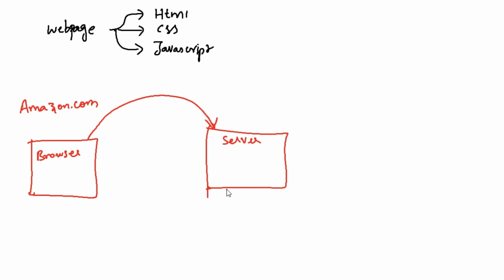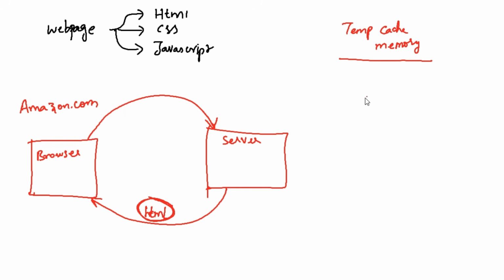Now the server will return the response to this browser. It will return the HTML file, document.html or index.html, to the browser. Now what will this browser do? It will download whatever HTML file it is getting as a response from the server. It will download it in a temporary cache or some temporary memory, and it will parse this HTML. It will not directly understand the HTML, so it will parse it.